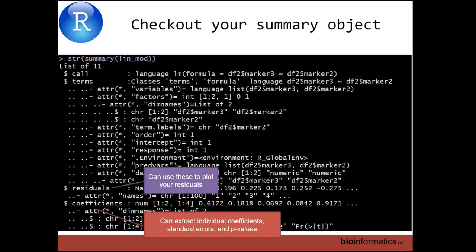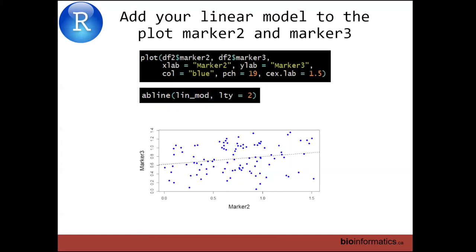So yeah, that's essentially that. If you think about our loop before, where we were looping over our t-tests, for each one of our t-tests we were pulling out a specific component of our test. Here, maybe we want to pull out the coefficient and the p-value for all of our markers versus some outcome of interest, okay? So now we have a linear model and we want to add this line of fit to our plot. So here's your plot from before.